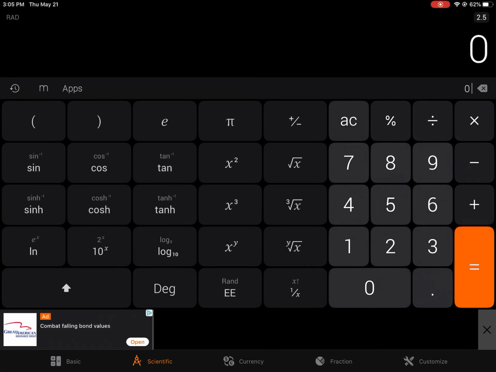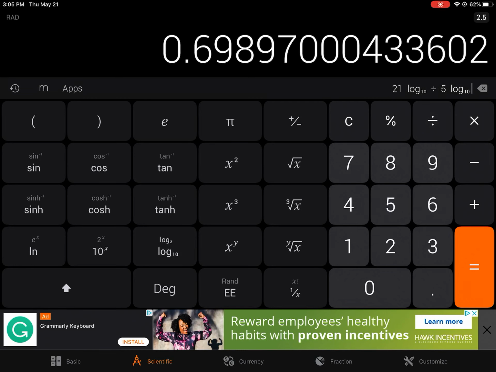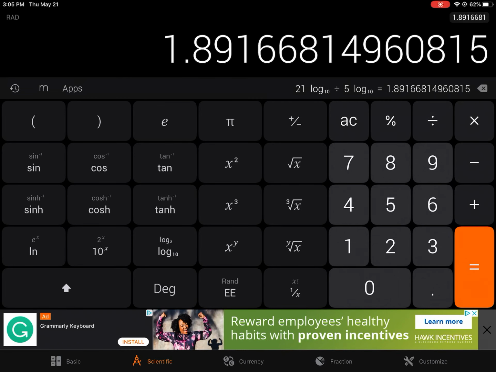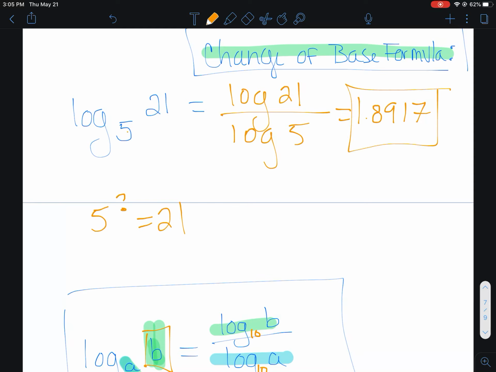So if I go to my calculator, we're going to do 21 log divided by 5 log and hit equal. So this time we get 1.8912, or sorry, 1.8917. Okay, so again, if you get stuck with the evaluating, this always works for you, even if it's going to come out to an integer. It's just sometimes faster to do it without the calculator, but this will work every time. So go ahead and give those practice problems a try.